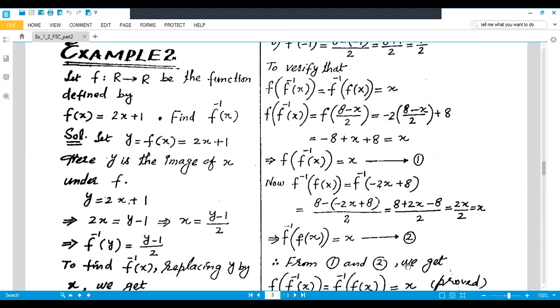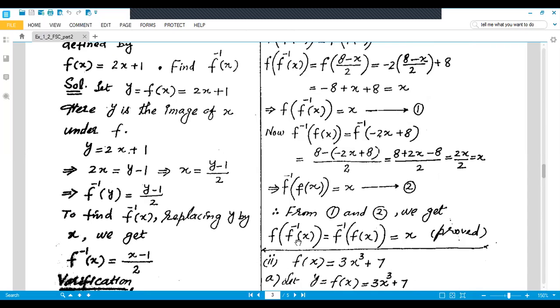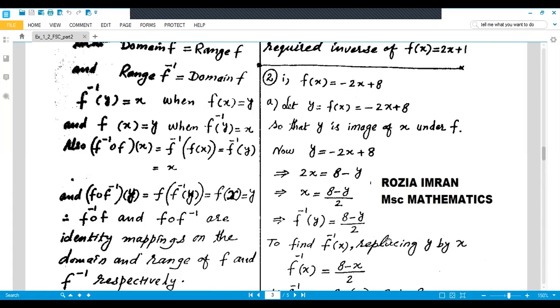So from 1 and 2 we get that f of f inverse x is equal to f inverse of f of x, which is x. So in question number 2, what you have to do is, first, from the given function, find the value of x.